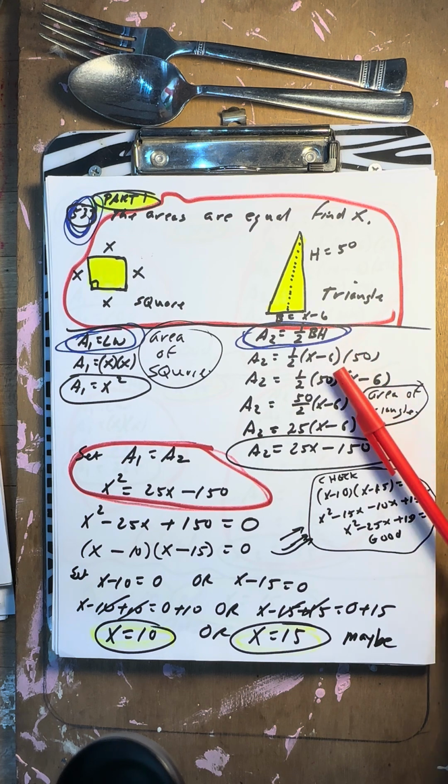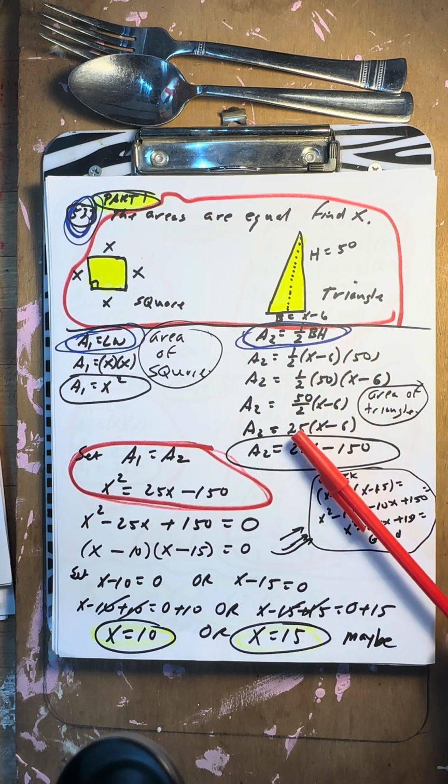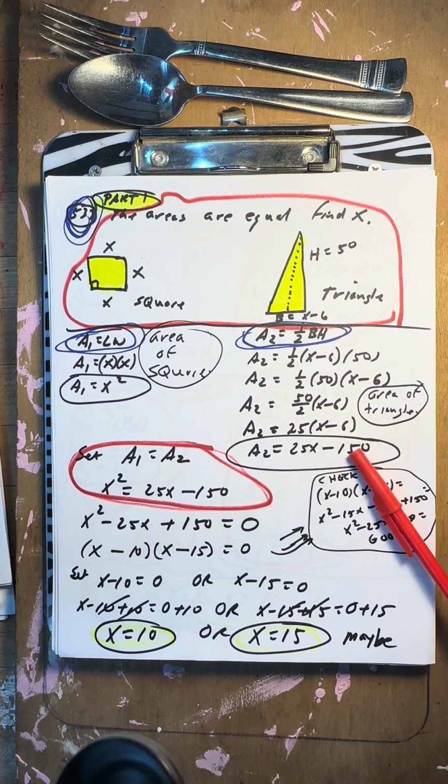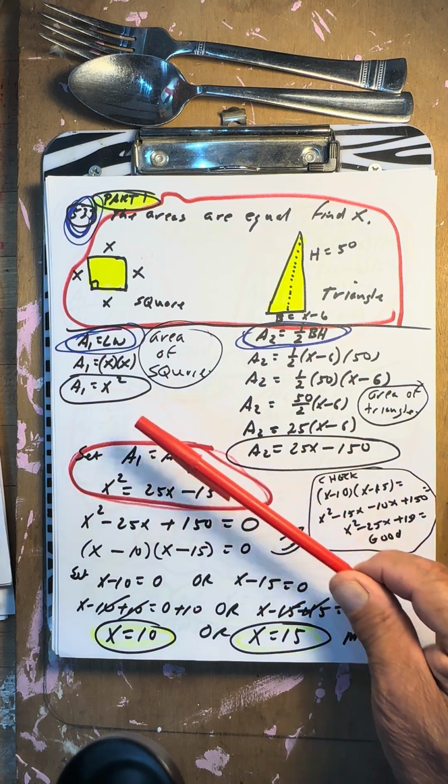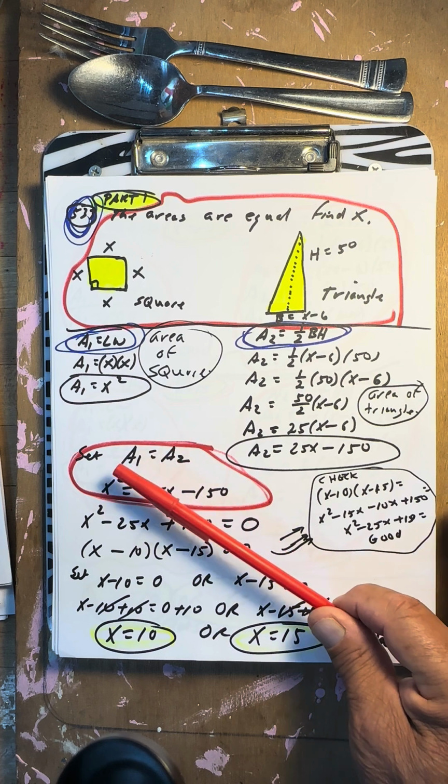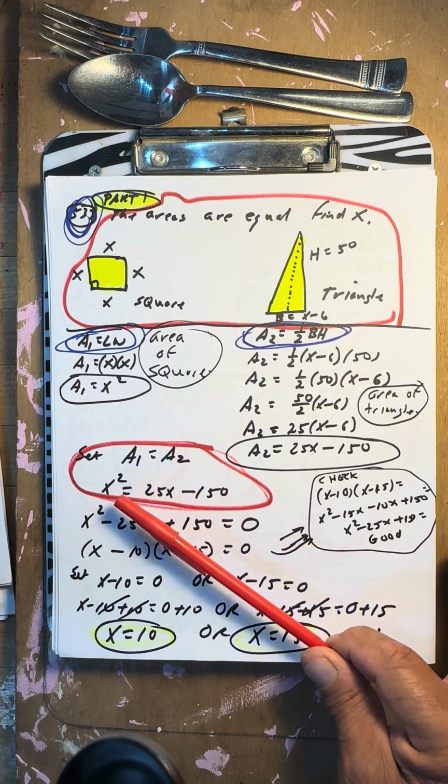So I'm going to rewrite this. Put 50 first, and 50 over 2 is 25. 25 times this is 25x, 25 times that, 150. So that means this area and this area are the same. Area 1, area 2. The square and triangle are the same, so this one equals this.